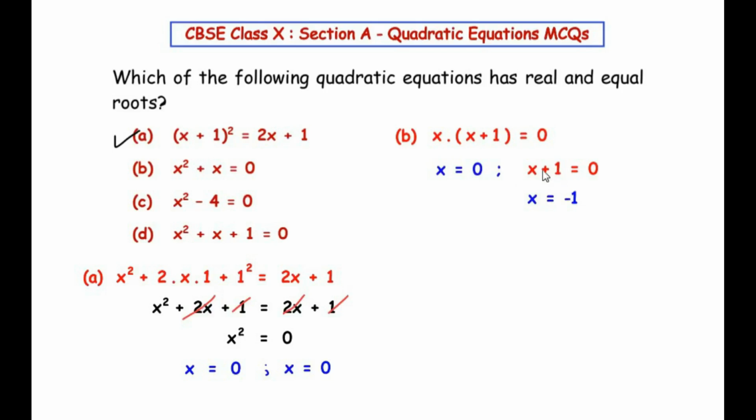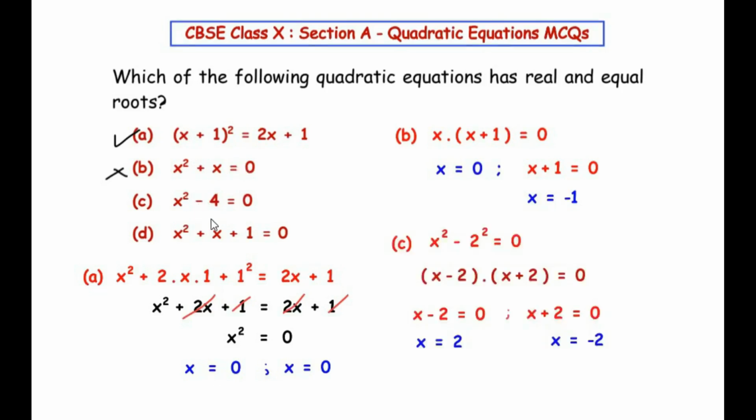And the second value of x is going to be, when we take the plus 1 on the other side of equal to sign, the x value becomes negative 1. Now here we can see that these are two real roots, but they are not equal. They are not same. So option B is incorrect. So this is the way you are going to find it. Now let us move on to option C.